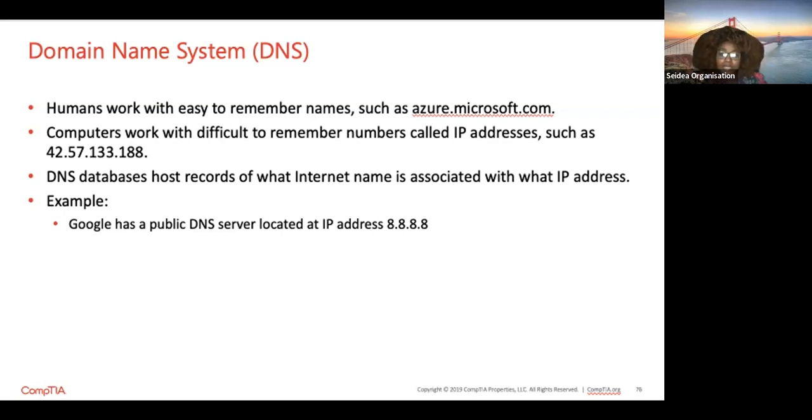Now, the good thing about it is that DNS databases host records of what internet name is associated with what IP address. So, for example, Google has a public DNS server located at IP address 8.8.8.8. So that I would say is a good example of a public DNS, but obviously you won't go to 8.8.8.8, you'll go to google.com or google.co.uk.